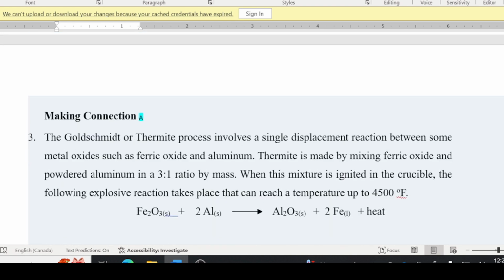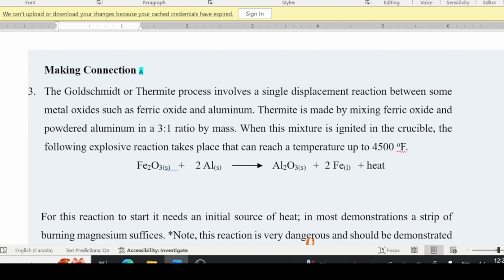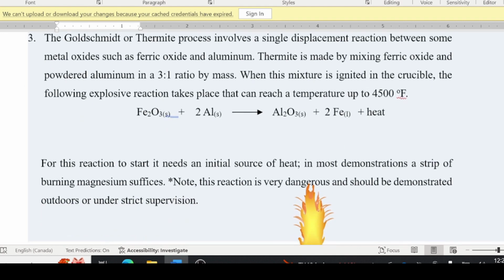Like this, something called the thermite process. This thermite mixture is made by mixing ferric oxide with powdered aluminum in a 3:1 ratio by mass. When you ignite that mixture, it can attain a temperature of up to 4,500 degrees Fahrenheit. That's very, very high. People will use this reaction if they want to melt something very quickly, like when the rail on a railway track is broken and you want to weld it. They create this reaction, it heats up the metal to such a high temperature, and then you can quickly weld it.